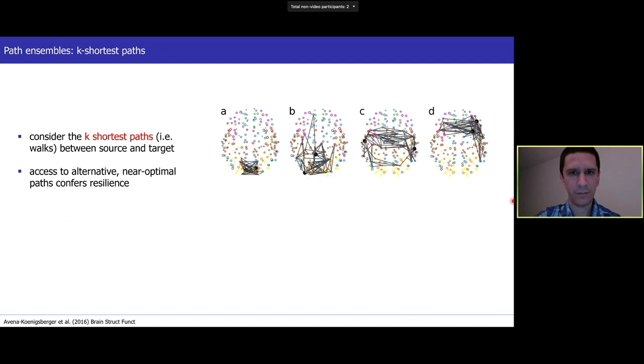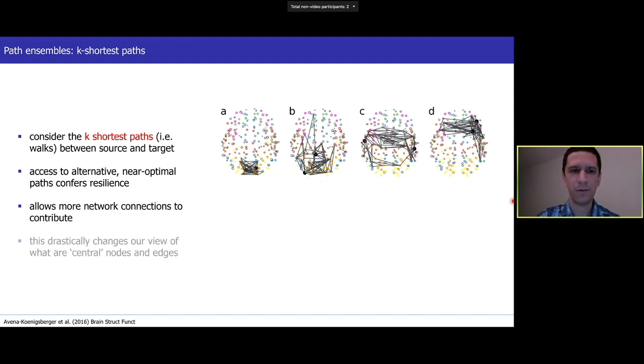The big advantage of this kind of way of thinking is now it allows us to consider accessing alternative or near optimal paths. And in doing so, we are now thinking of a communication mechanism that's much more resilient than shortest path routing, because if damage were to occur to any one communication channel, there are alternative ways to get from any given source to any given target. The other reason this is important is that it will allow, obviously, more network connections to contribute to the overall communication process. And just to illustrate this idea, this will really drastically change our view of what are the most important nodes and edges in the network.